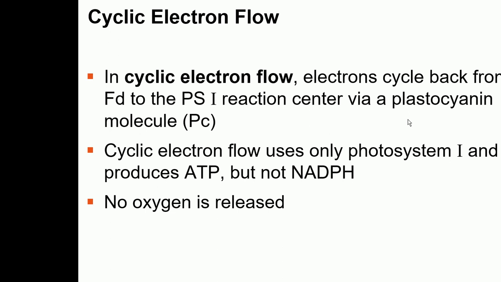So in the cyclic electron flow, there is involvement of only one photosystem. In linear electron flow, there is involvement of two photosystems. In the cyclic electron flow, there is involvement of only one photosystem. And in the cyclic electron flow, there is only production of ATP and no NADPH is produced, and also no oxygen is released.